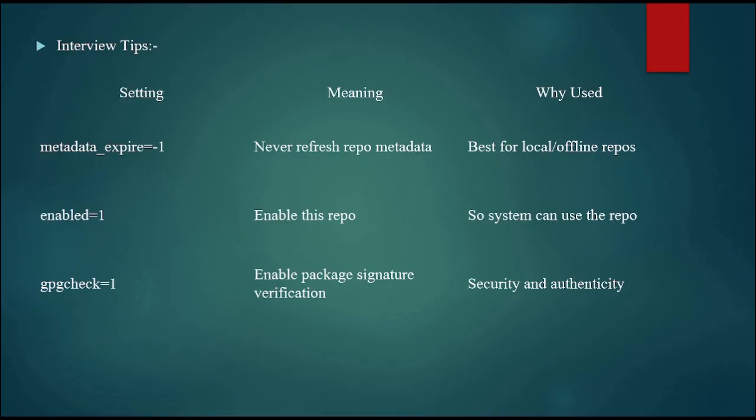enabled=1 indicates whether your repo is enabled or disabled. With the help of this, the system detects your repo. gpgcheck=1 means it enables package signature verification for system and security purposes. That is a key feature of that parameter.